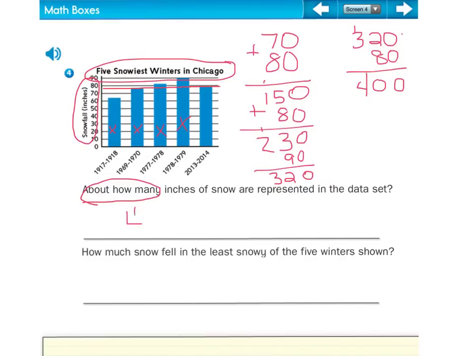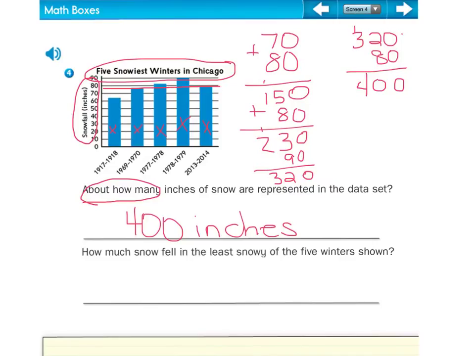So there's about 400. Again, make sure you put that unit. If you just put 400, I'm going to take some points off. 400 what? Inches. Okay, so 400 inches of snow are represented on this data. And again, I use that last one so I can put an X on that.